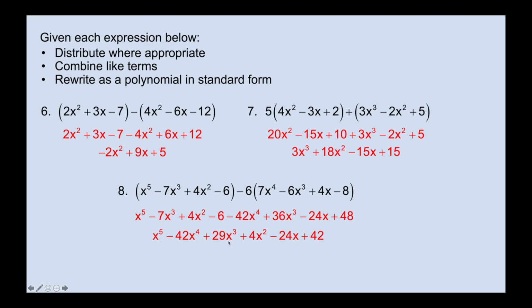From there, we're looking at quadratic. So I've got 4x squared with nothing to combine with. And so we'll leave that alone. Then I'm looking at my linear term. I've got -24x and nothing for it to combine with. So I'm going to leave that there.